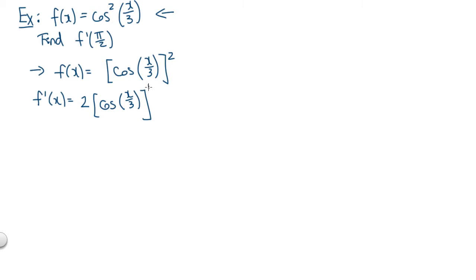Technically now the power on here is going to be 1, so you can write that 1 if you find it a little bit more clear. We don't really need to write the 1 there. So we've taken the derivative of the outside function, keeping the inside the same. We now need to multiply by the derivative of the inside function.